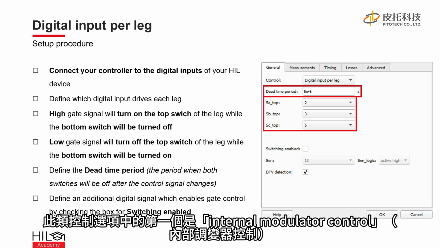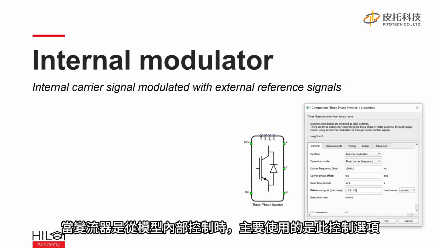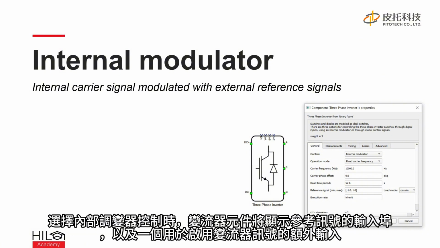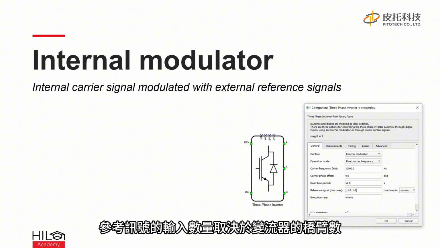The first control option of this kind is internal modulator control. This control option is primarily used when a converter is controlled from inside the model. When you select internal modulator control, the converter component will display input ports for the reference signals, as well as an additional input for a signal which will enable the converter.